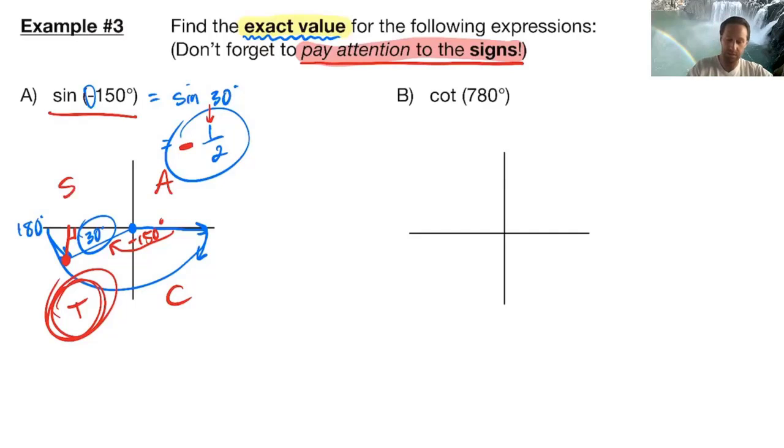So the cotangent of 780, I would like you all to just try on your own very quickly. So go ahead and pause it right here, come back, and I'll walk you through it.